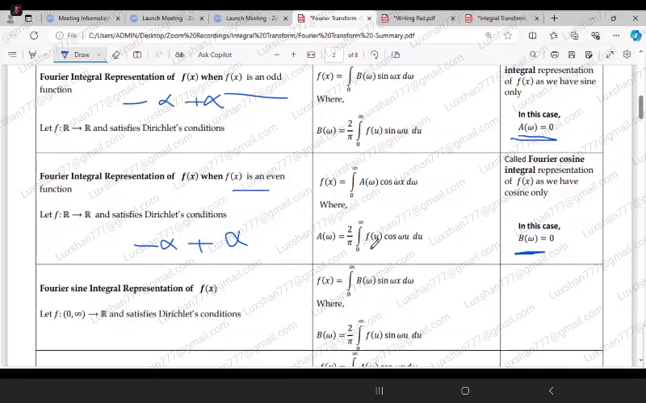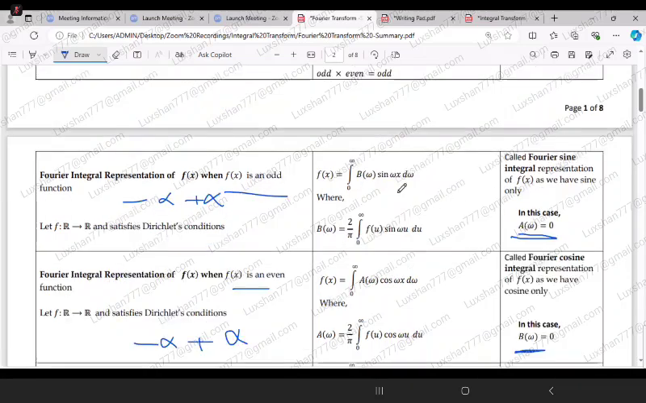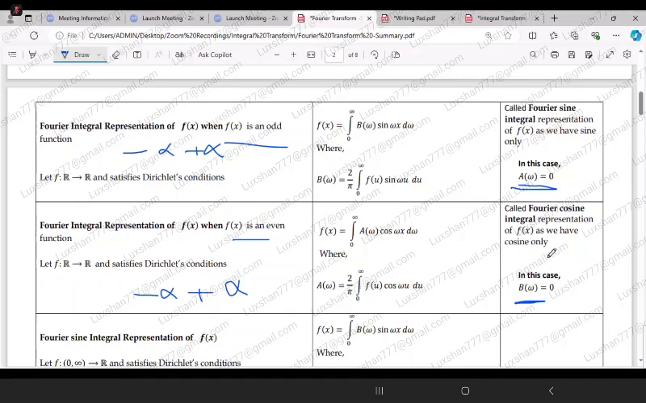Therefore, this one we call the Fourier cosine integral, and this one we call the Fourier sine integral. Why is it so? Because if the function is odd, the A(omega) component becomes 0. If the function is even, then the B(omega) component becomes 0. Therefore, for an odd or even function, the integral representation reduces to either the sine or cosine form.